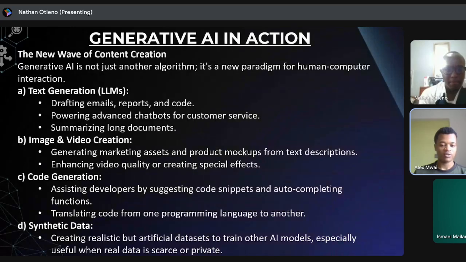The third one, code generation, assisting developers by suggesting code snippets and auto-completing functions. A good example of this is Visual Studio, translating code from one programming language to another. The fourth one, synthetic data, creating realistic but artificial data sets to train other AI models, especially useful when real data is scarce or private.